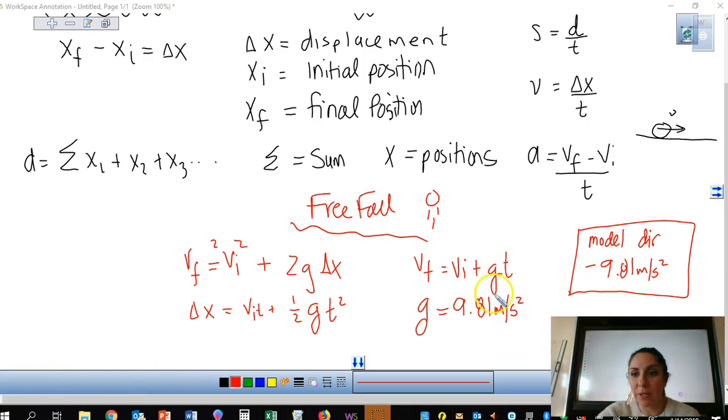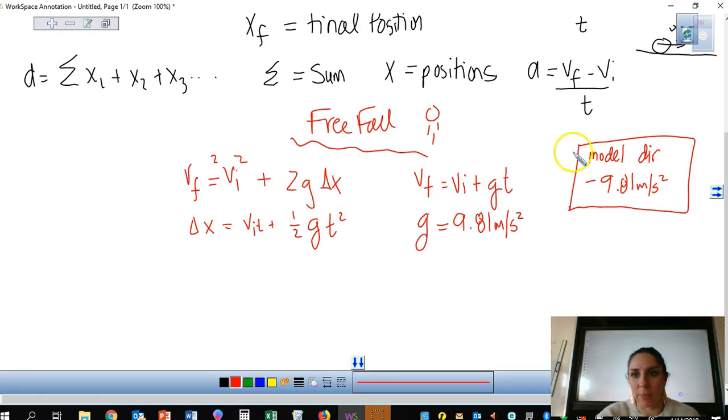And just to be repetitive, remember that you always want to make the free fall equations negative 9.81. You don't want to take that sign out. But remember, you can't actually use this on your equation sheet because that does actually change, and you just have to be careful with that.